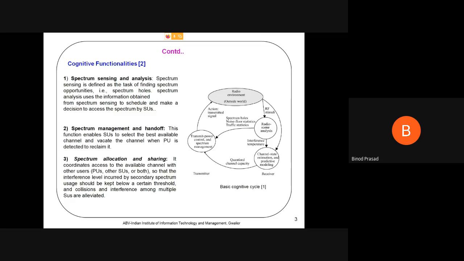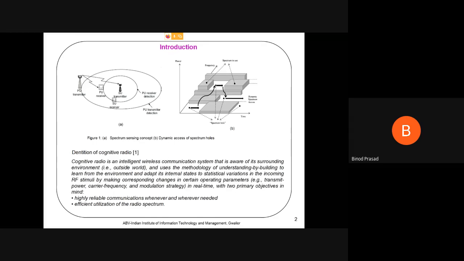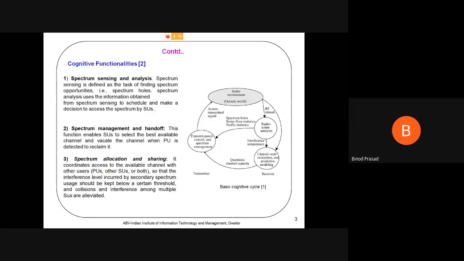The second step: the CR must be able to manage the band. When an unlicensed user is going to use a particular band, that band is owned by some licensed user, and that licensed user may come anytime. When the licensed user comes, the unlicensed user must vacate the band, because it is not supposed to use the band when the PU is there. It should not harm the primary user. But when it vacates, its own communication gets hampered and its quality of service degrades. We said in the definition that it should provide highly reliable communication wherever needed and effectively utilize the radio spectrum.